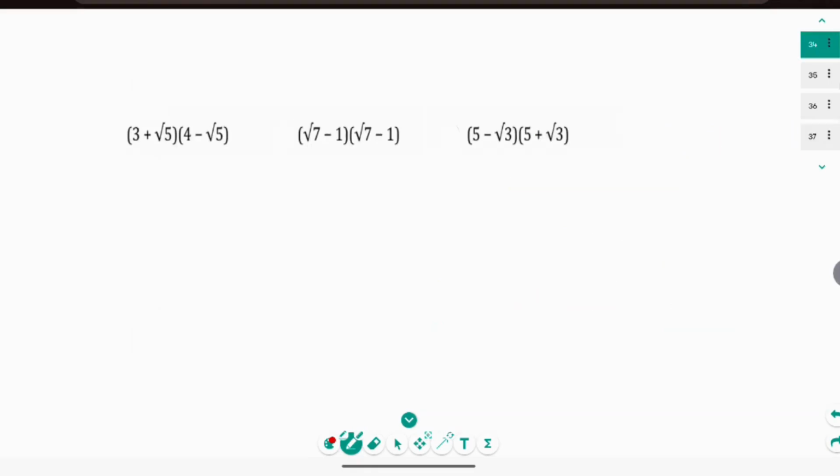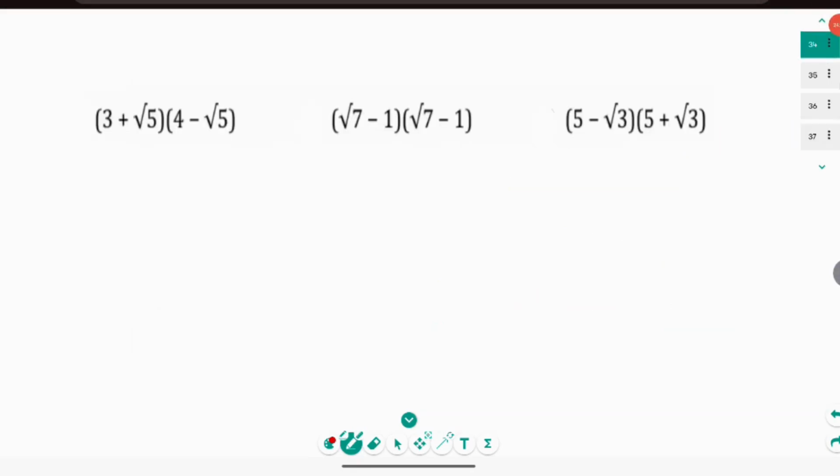Okay, so we also need to be able to expand double brackets. Three times 4, 12. This is a negative root 5. So what's 3 times negative root 5? Well, a positive times a negative is negative. 3 times root 5, 3 root 5.